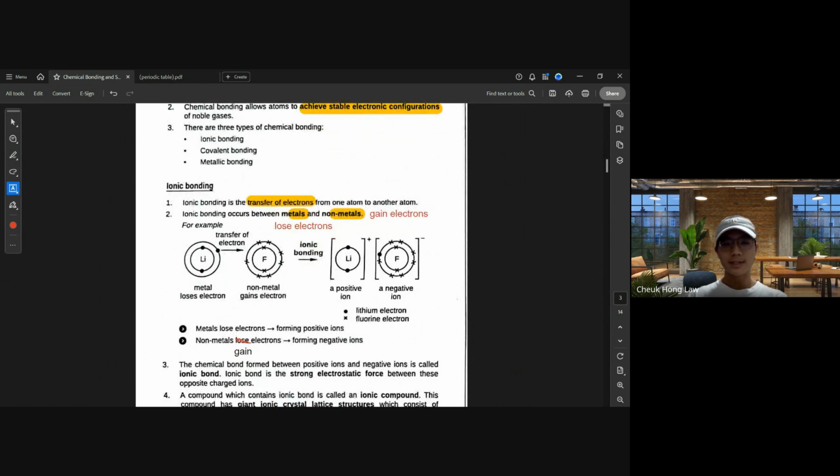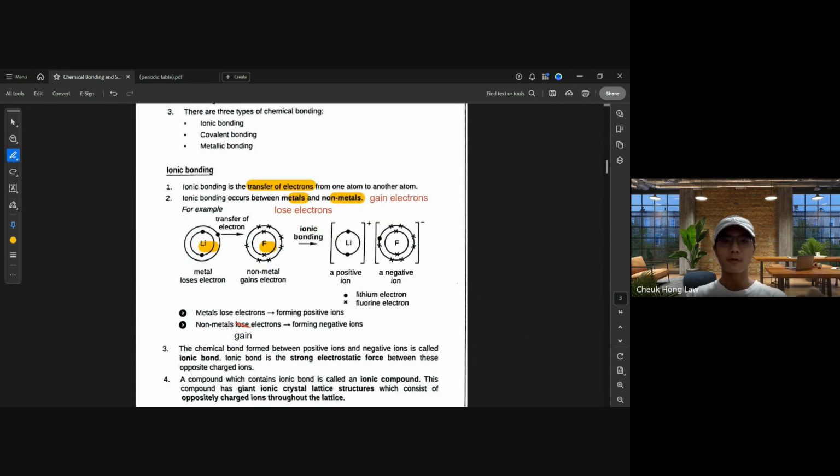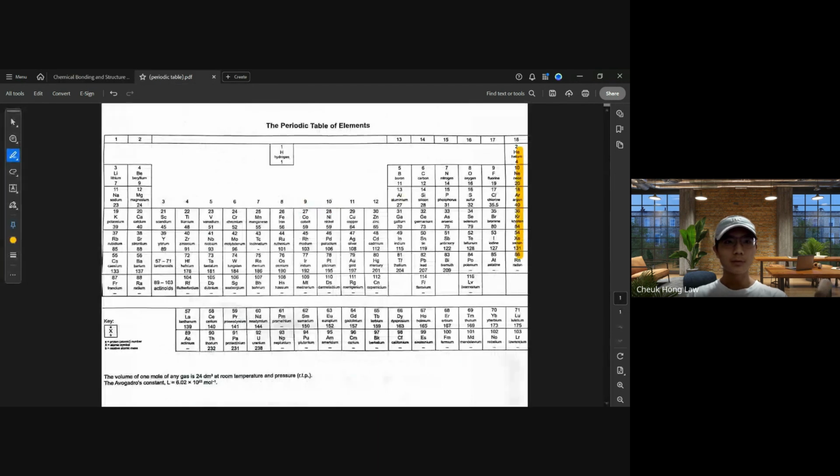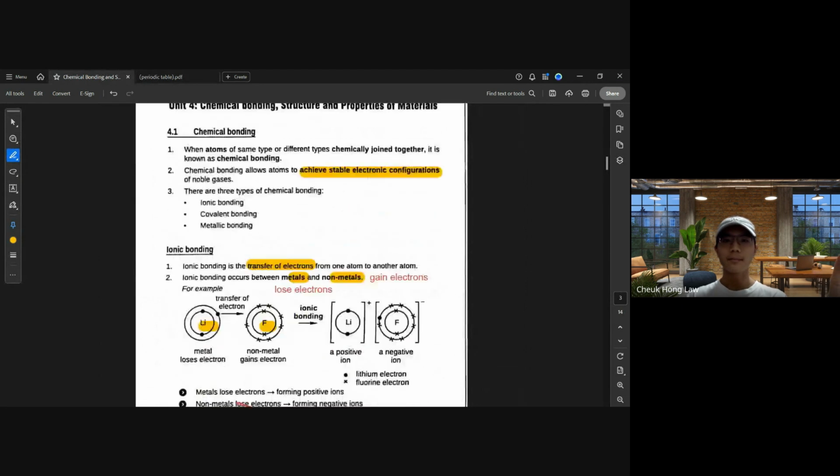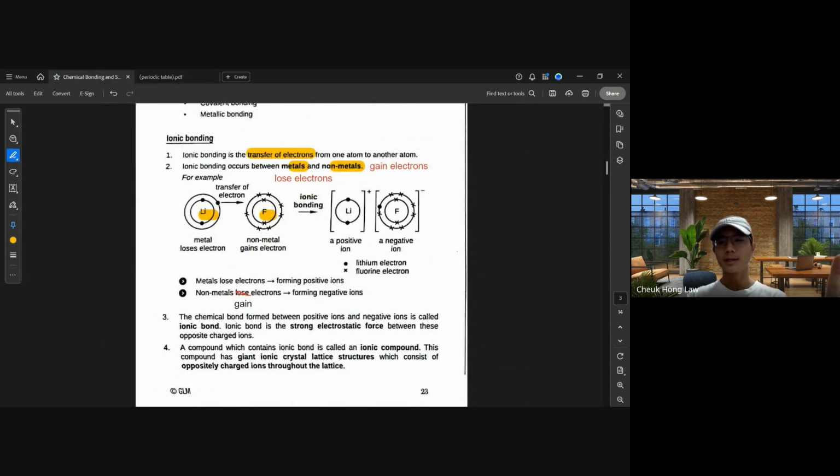Okay, so as you can see in this example, we have lithium and fluorine. Now we'll use valency. We'll find the valency of lithium and fluorine by itself. Lithium is in group 1, so the valency is 1, because it has one valence electron, so it will lose one valence electron.